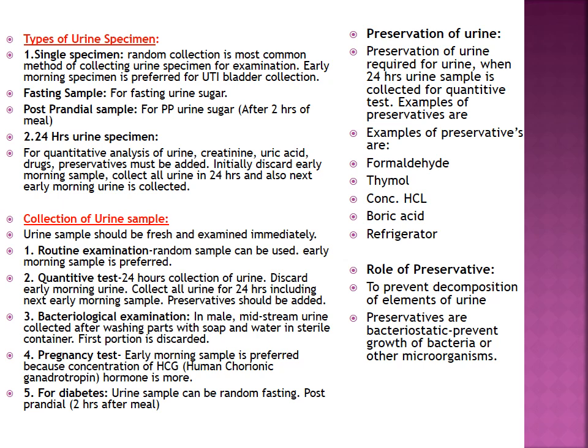Then for a pregnancy test, an early morning sample is preferred, because the concentration of HCG, that is human chorionic gonadotropin hormone, is higher in it. Then for diabetes, either it is fasting, where without taking anything the urine sample is collected, or postprandial, that is a sample taken 2 hours after lunch or dinner.